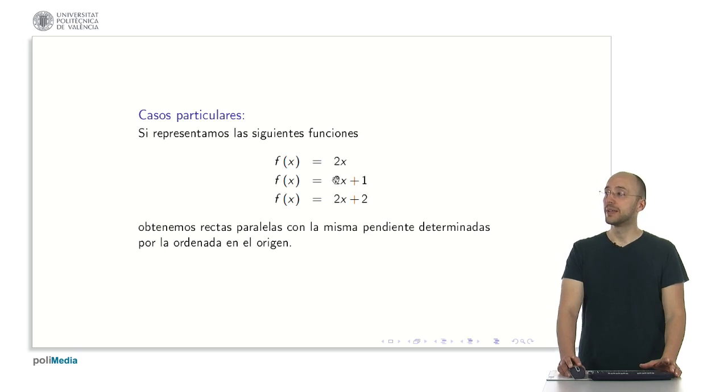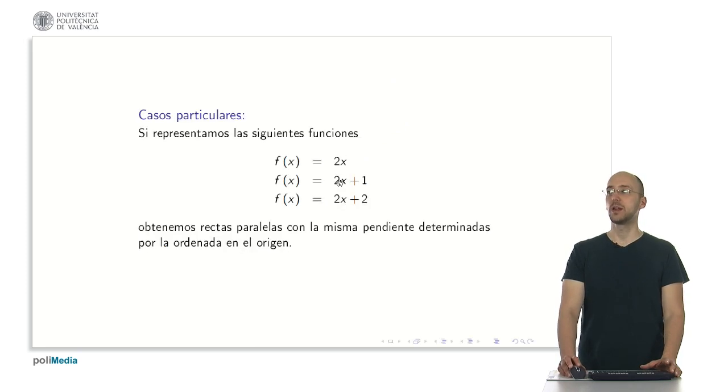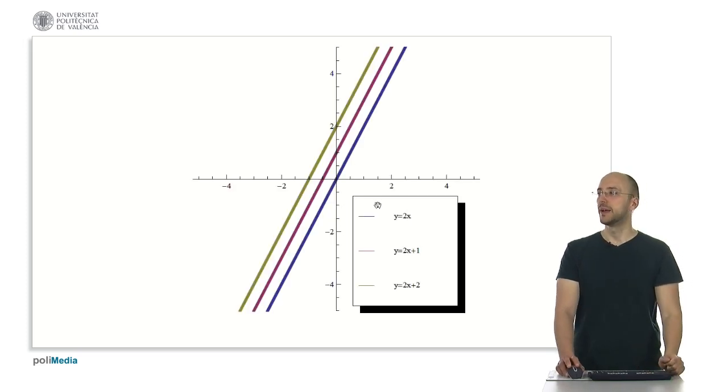Now we will see what happens when we have the same slope. The previous cases are when the slopes change. These cases are when the slopes are exactly the same. However, we change the coordinate at the origin. What do you think will happen? All of them have the same inclination, but they are going to pass through different points of the y-axis. Look, y equal to 2x is the blue one. y equal to 2x plus 1 would be the next one that you have here. And y equal to 2x plus 2 would be this one here.